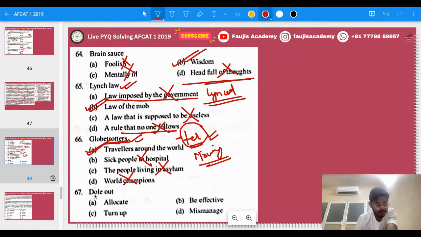Dole out. Dole out means what? I doled out certain tasks to a few of you. What does that mean? Dole out. This is an easy one, 67. Dole out means to allocate the task proportionally. Turn up means to come, to show up.